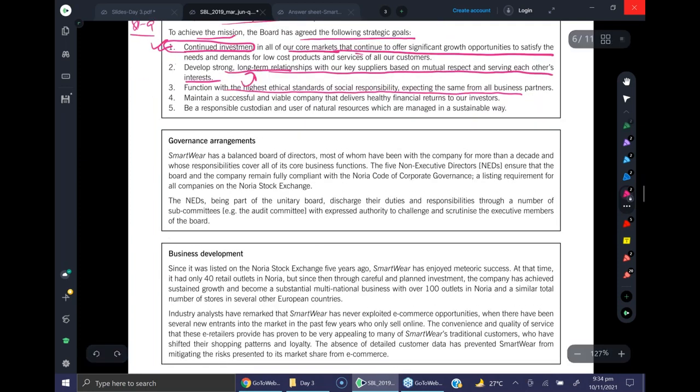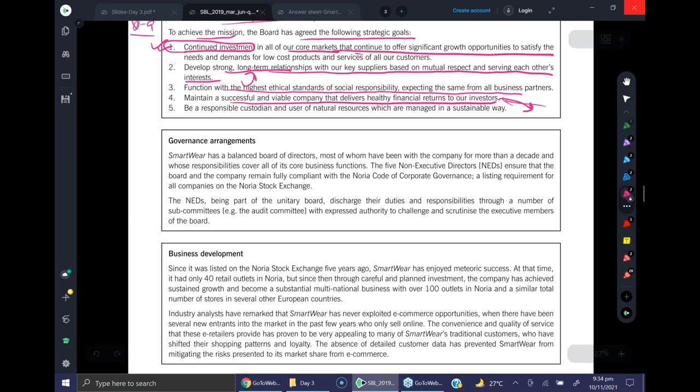Okay, the next goal is to maintain a successful and viable company that delivers healthy financial returns. Now, don't you think it's getting harder for the company to keep the financial returns coming in? Yeah, because of these economic factors. So again, economic factors can be connected here as well.